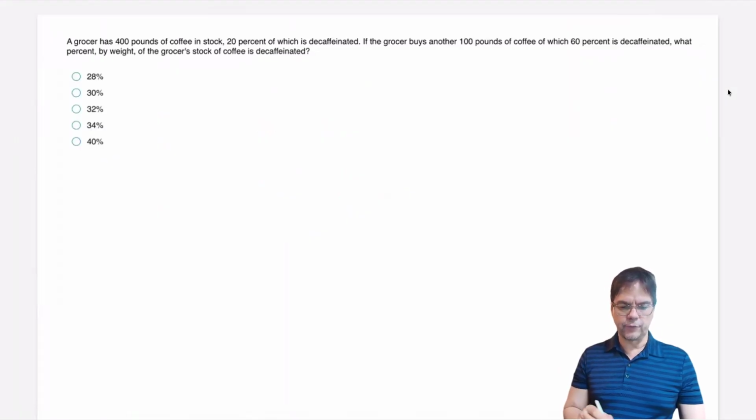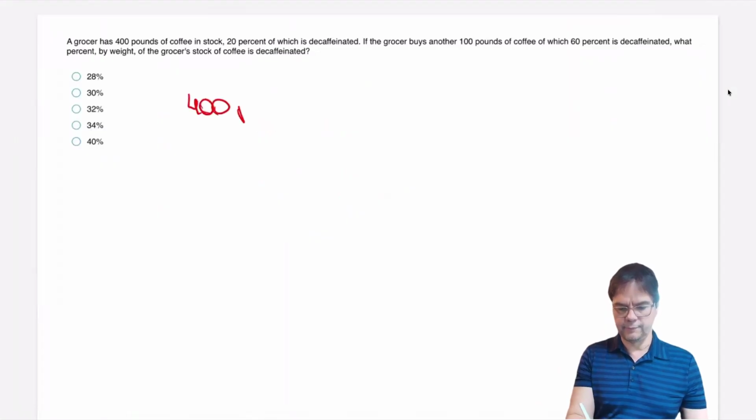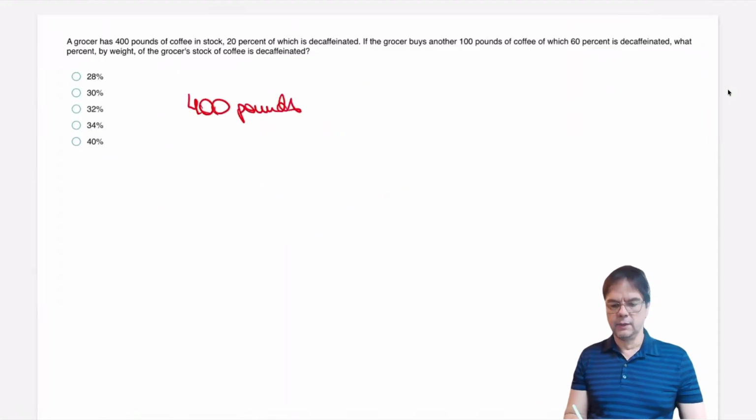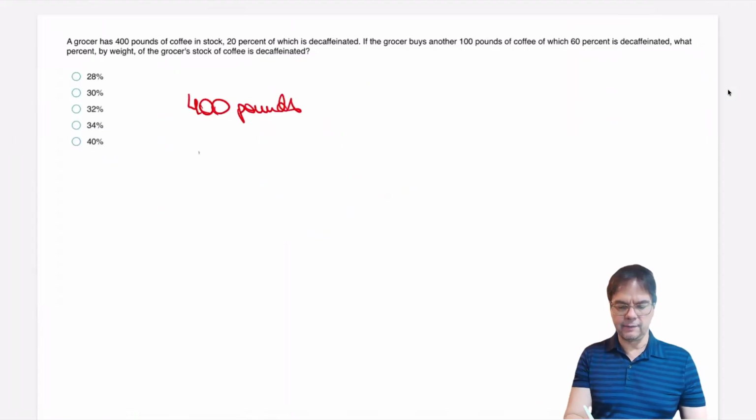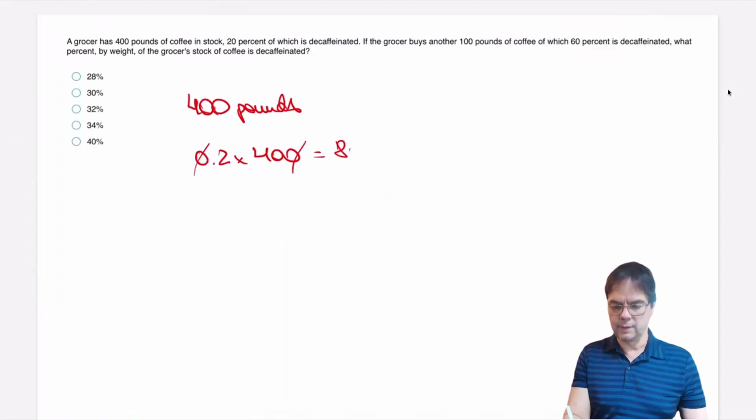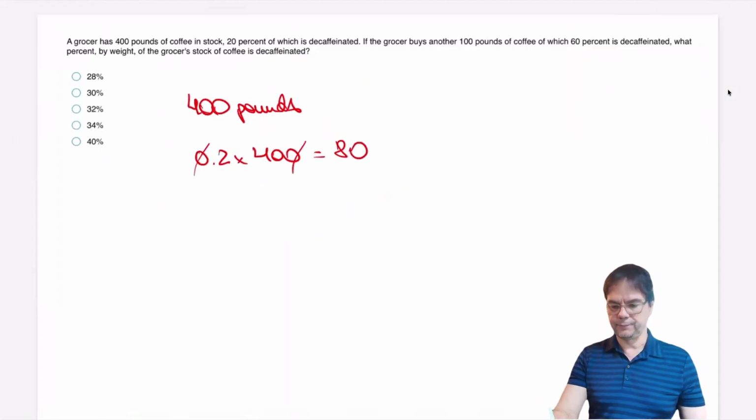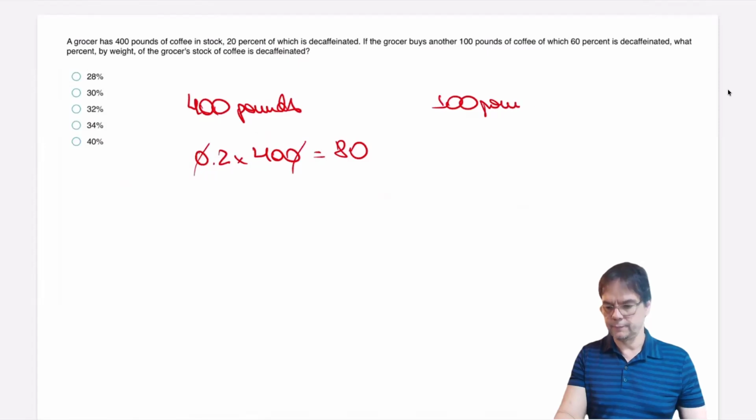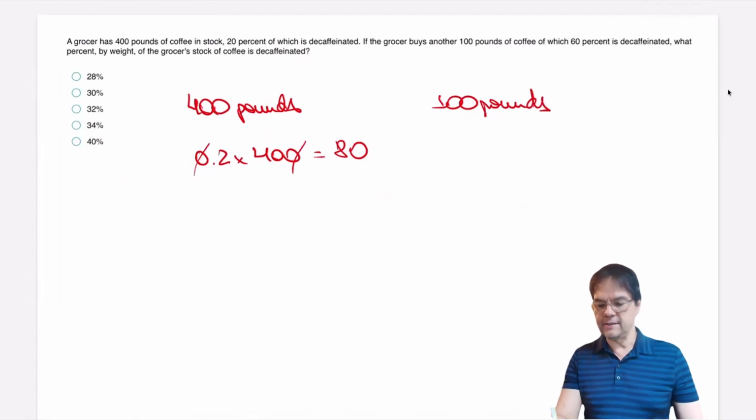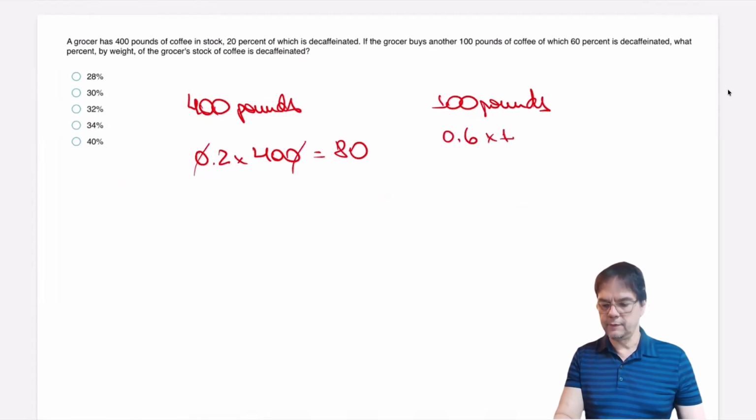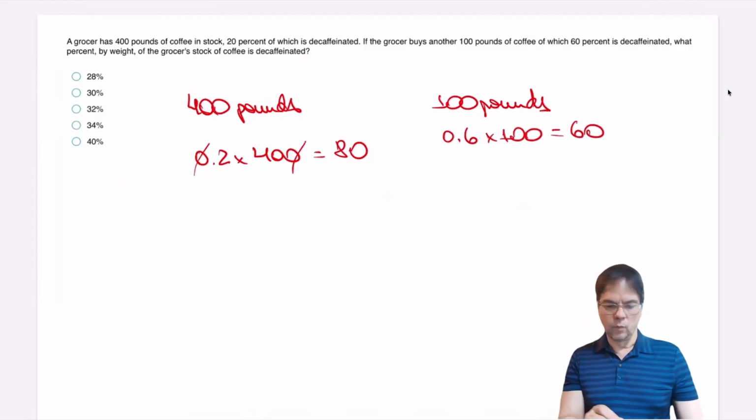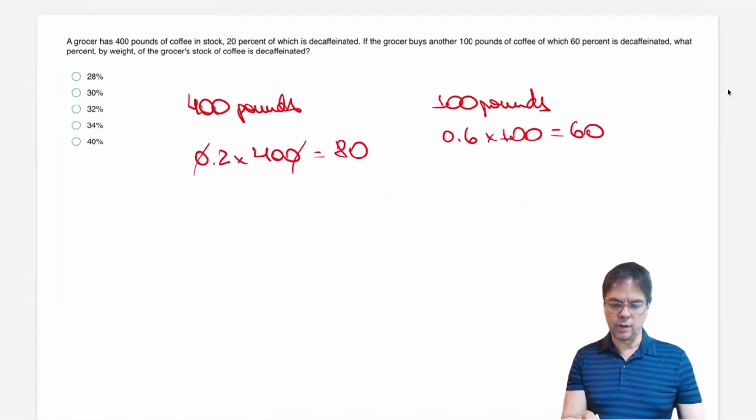A grocer has 400 pounds of coffee in stock, 20% of which is decaffeinated. 20% of 400 is 80. If the grocer buys another 100 pounds of which 60% is decaffeinated, what percent by weight of the grocer's stock is decaffeinated?